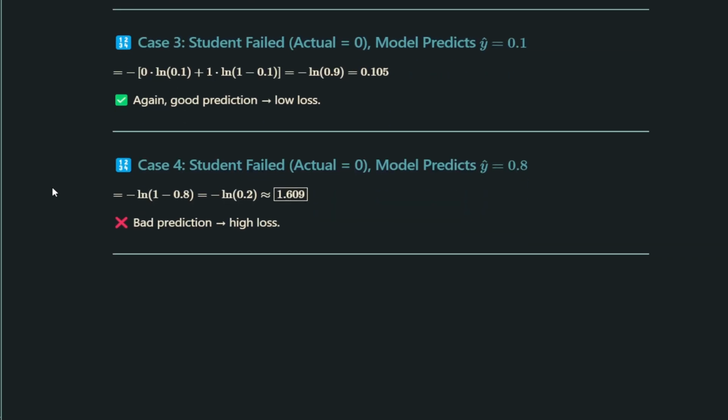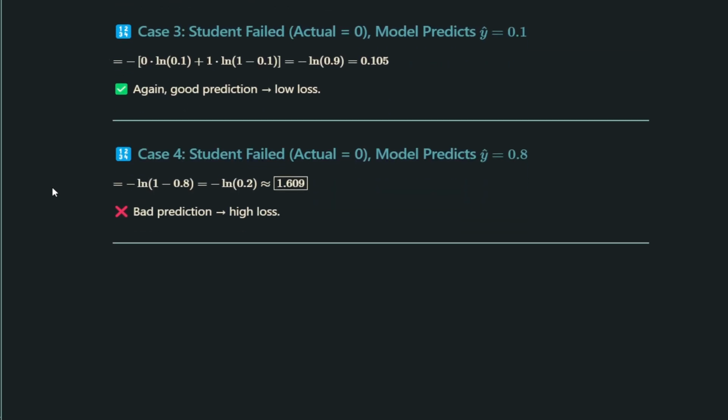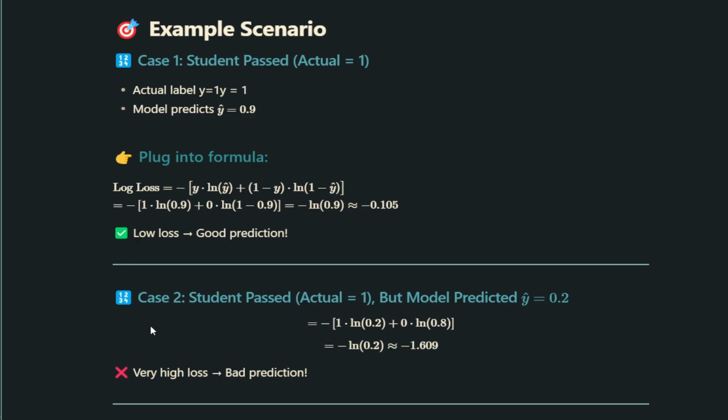Case 3. Now the student actually failed, so the actual value is 0. The model predicts 0.1, which is close to 0. The log loss here is again 0.105, a small value, which means the model did well. Case 4. Finally, if the student failed, but the model predicts 0.8, that's way off. The log loss shoots up to about 1.6, which is bad. So in short, low log loss means the prediction is good. High log loss means the prediction is bad.